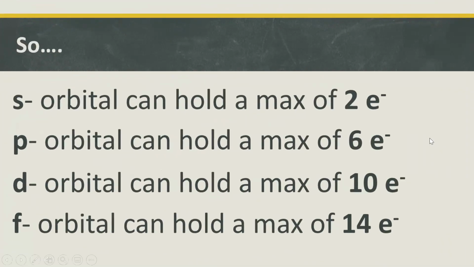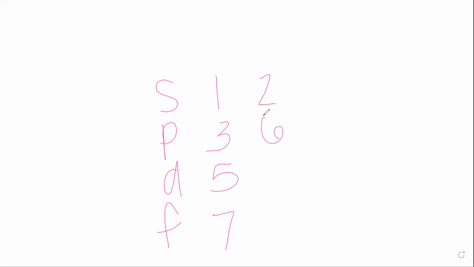I tell students to remember, once again, let me go to a new page. We said that the sublevels are S, P, D, and F. S has 1 orbital, P has 3, D has 5, F has 7. 2 electrons in each of these means that S can hold a maximum of 2 electrons, P can hold a maximum of 6, D can hold a maximum of 10, and F can hold a maximum of 14 electrons.